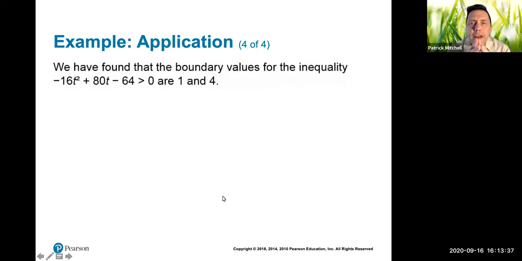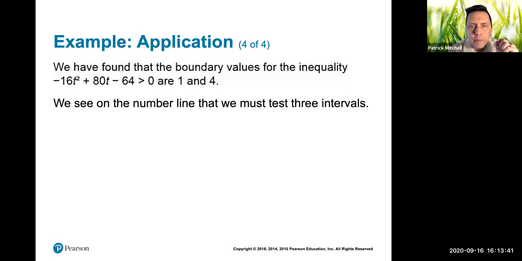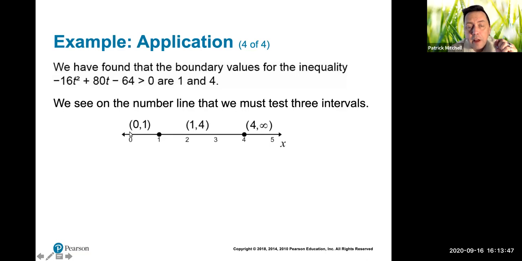So our boundary values are 1 and 4. So let's set up our number line. Here's the 1, there's the 4. Notice they're starting this number line at 0, because this is an application problem, it doesn't make any sense for t to be negative. So we'll just consider values of t that are greater than 0.